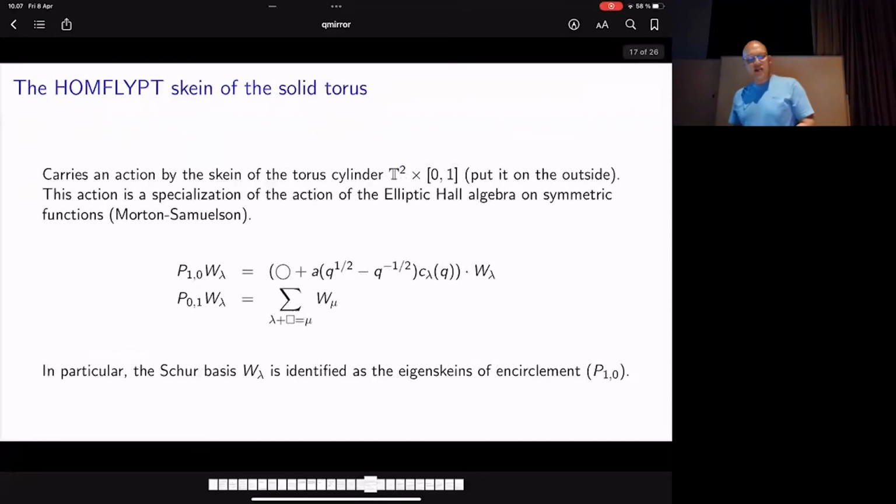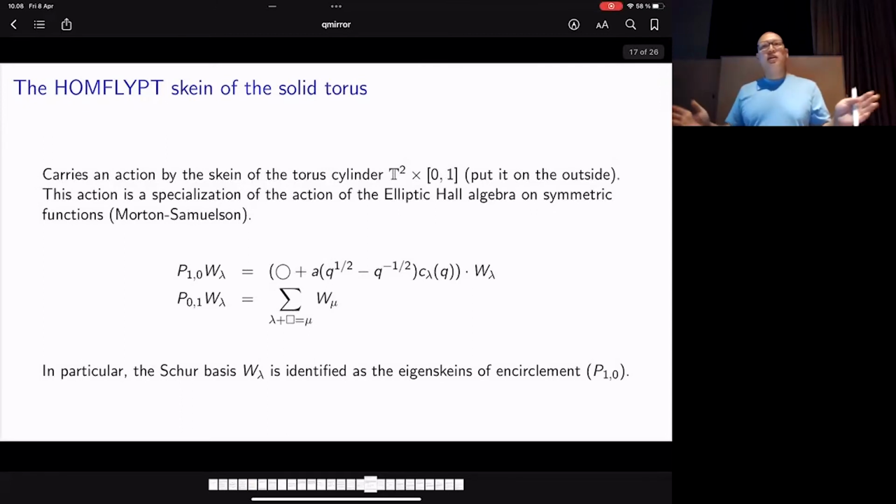And then, I said this torus times interval acts on the solid torus. First of all, the skein of the torus times the interval is an interesting algebra. It's called the elliptic Hall algebra, an algebra which has two variables, q and t. There's a specialization of this algebra when you set q equals t. And the result of Morton and Samuelson is that that is the skein algebra of this torus times interval. And they also give you a formula for how this algebra acts.